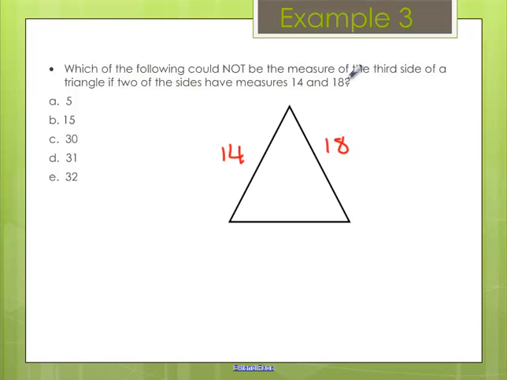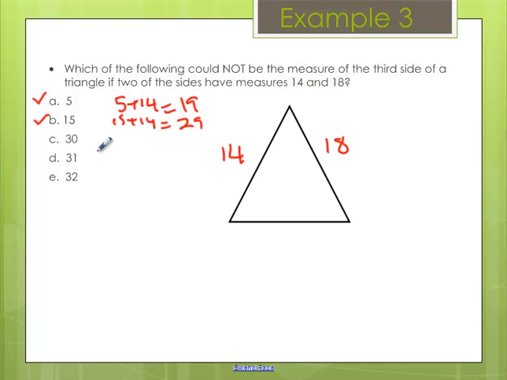So which of the following could not be the measure of the third side? Okay, so we're not looking for the smallest possible. We're not looking for the biggest possible. We're looking for which one is not going to make this work. So what we want to do is start adding. 5 plus 14 is equal to 19. That's bigger than 18. 15 plus 14 is equal to 29. That's bigger than 18.